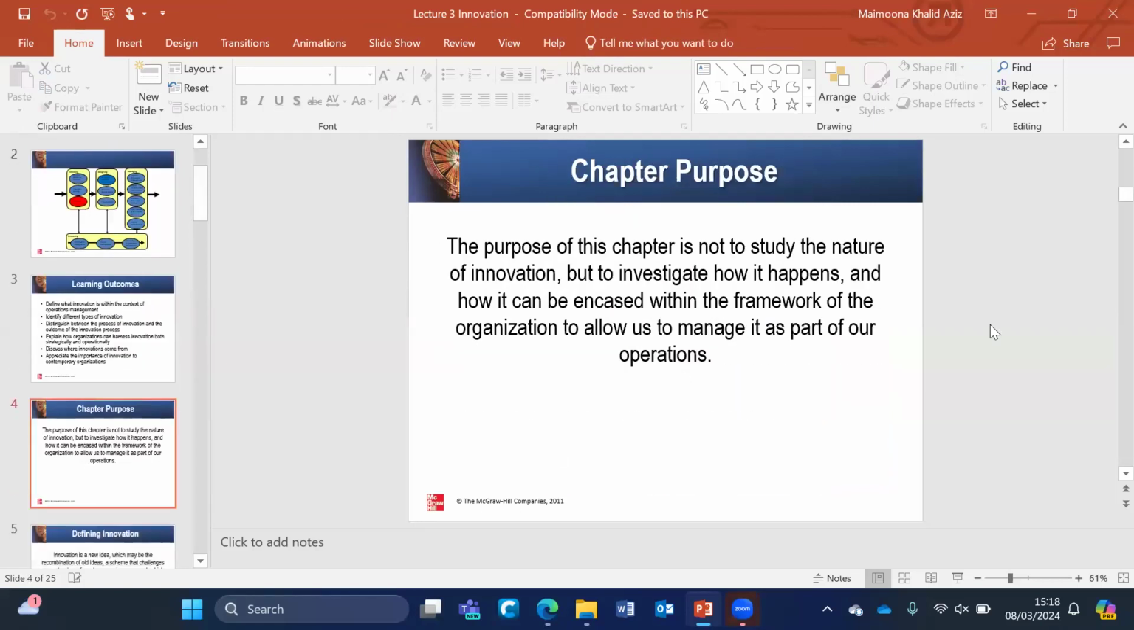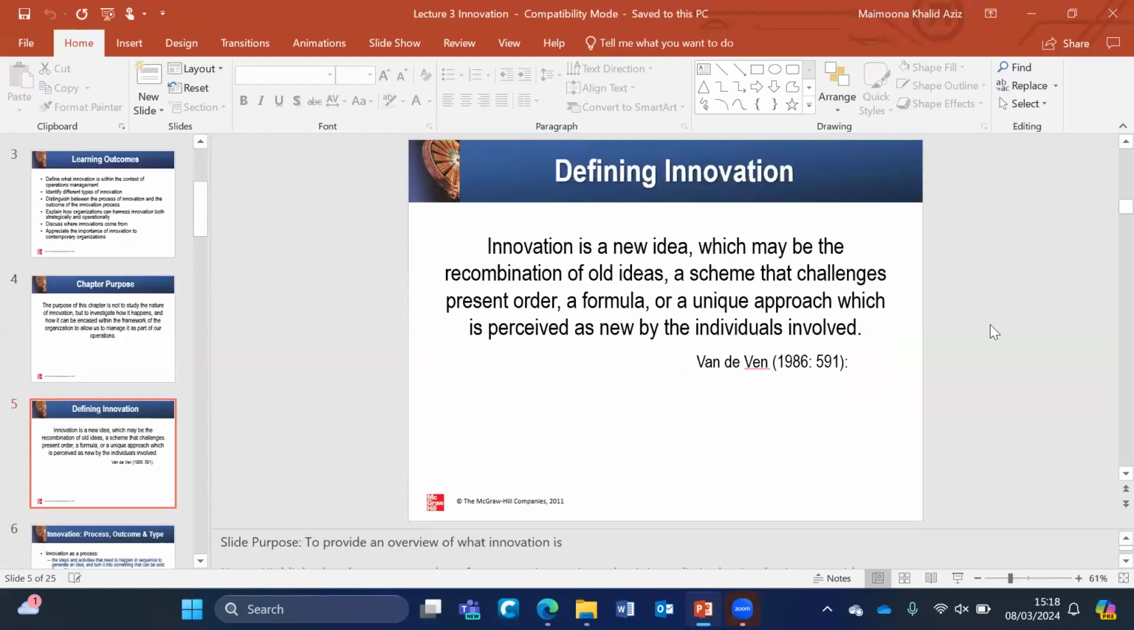So we all know what innovation means, but let's look at the formal definition of this word. Innovation stands for a new idea, which may be the combination of old ideas, a scheme that challenges present order, or a formula or a unique approach which is perceived as new by individuals.